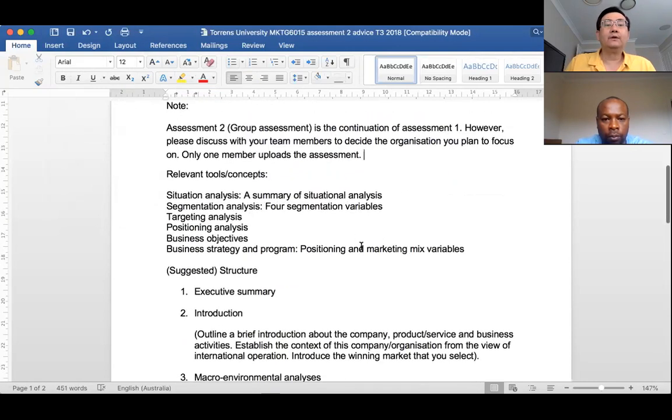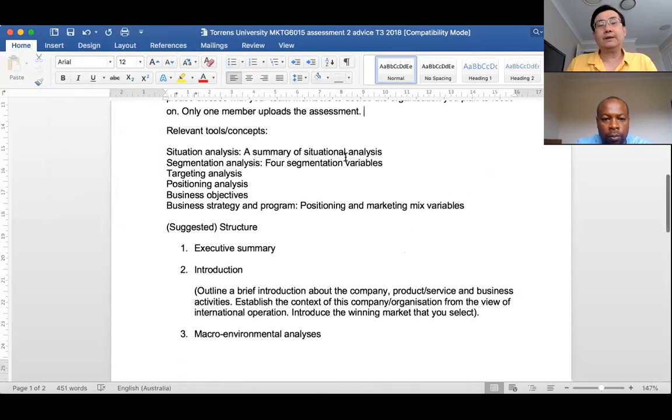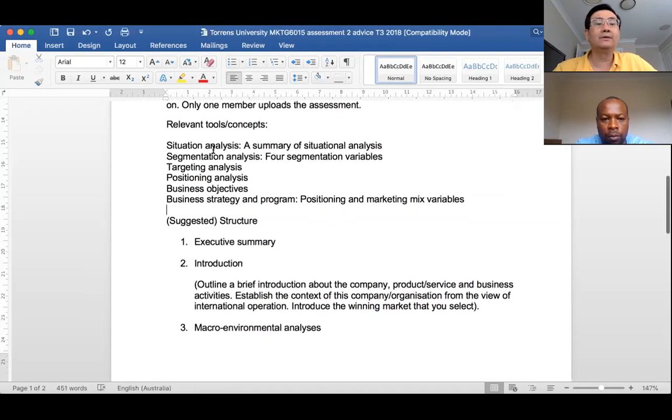In terms of relevant tools or concepts, we've discussed them actually. So pretty much the situational analysis. You can bring the previous analysis, paraphrase it in your assessment too. Segmentation analysis, targeting analysis, positioning analysis, business objectives, and business strategy and program. They are the tools that we need to bring.